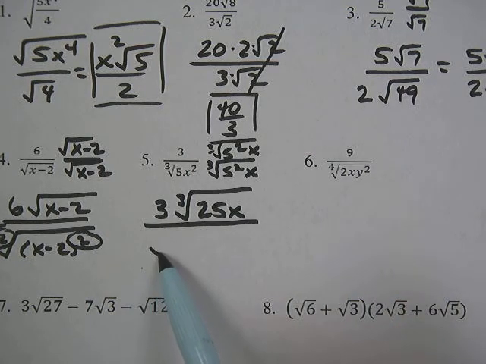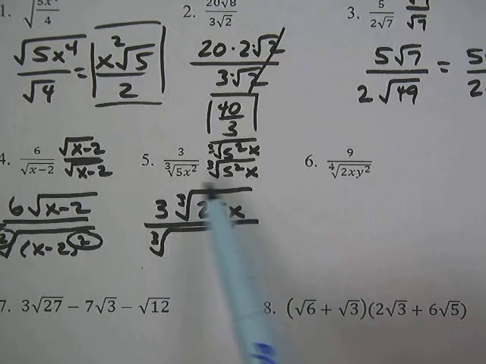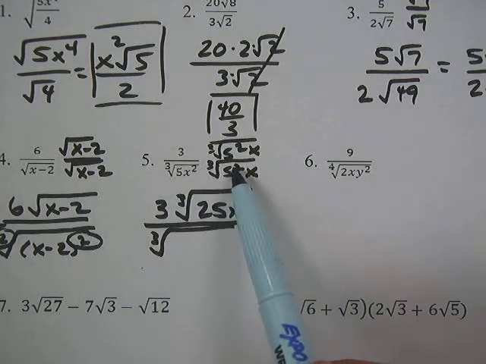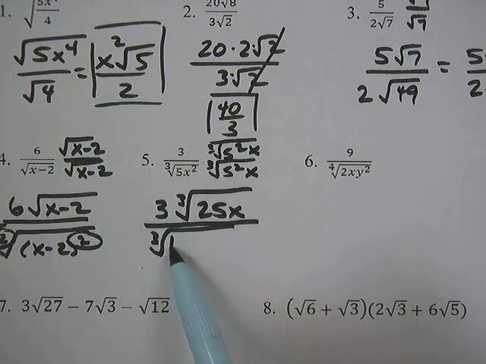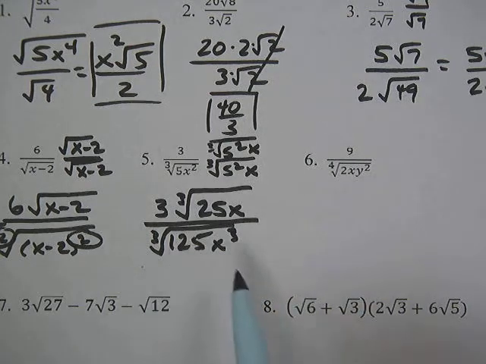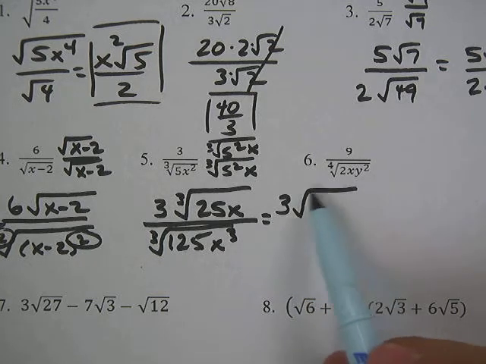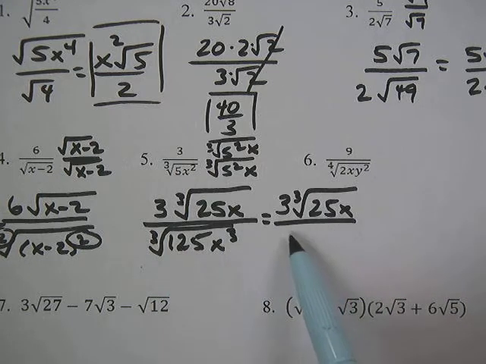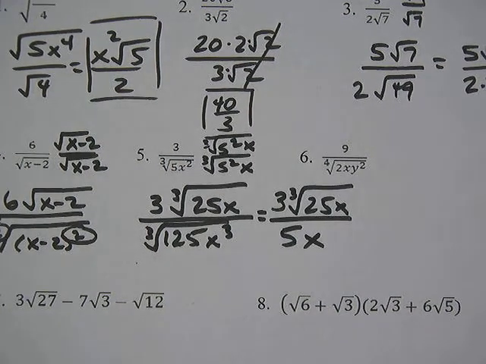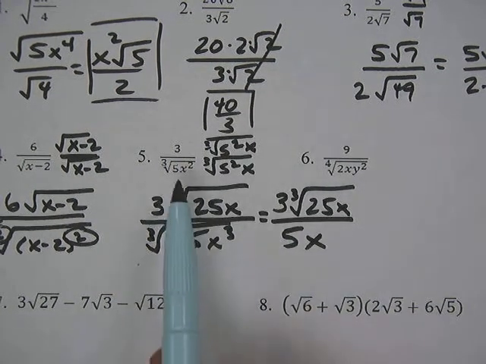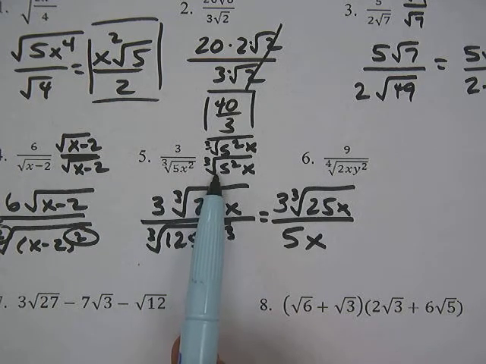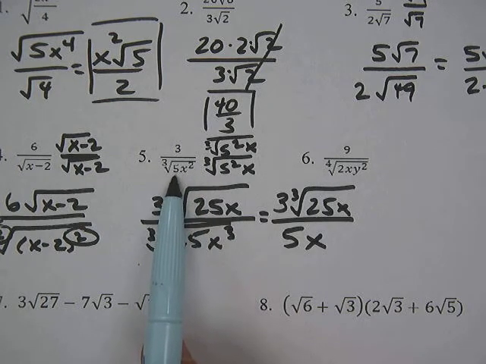So up on top I get 3 cube root 25x over cube root 5 times 5 squared. 5 squared is 25 times that is 125 x to the third. Do I know what the cube root of 125 x to the third is? I sure do. So on top, it's still 3 cube root 25x. On the bottom, the cube root of 125 is 5. Cube root of x to the third is x. And there you go. I'm done.